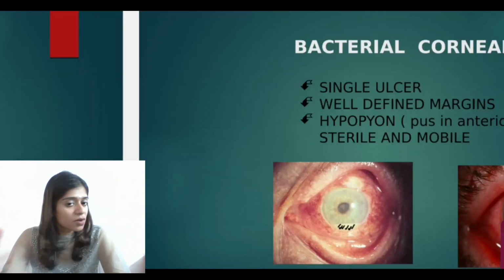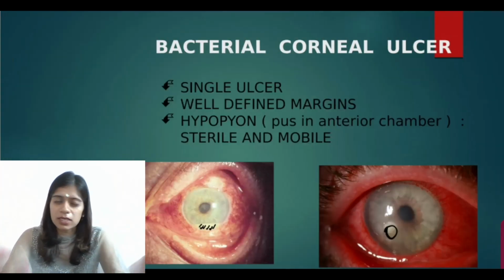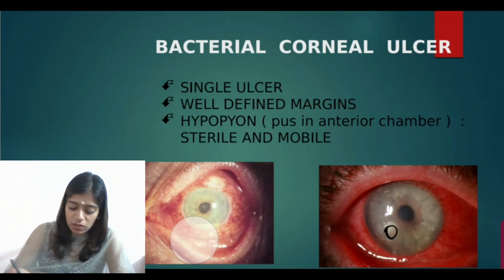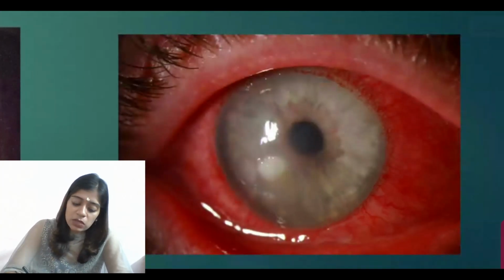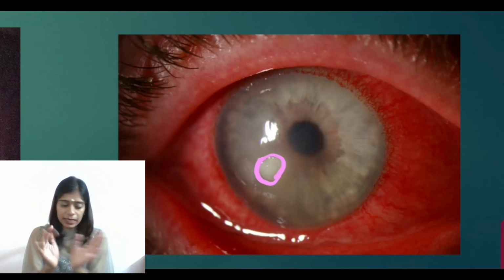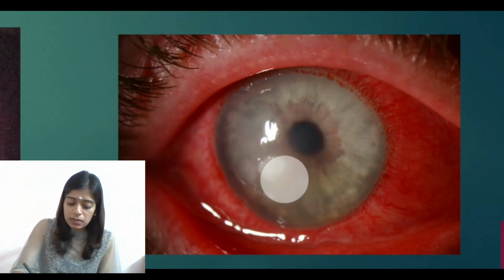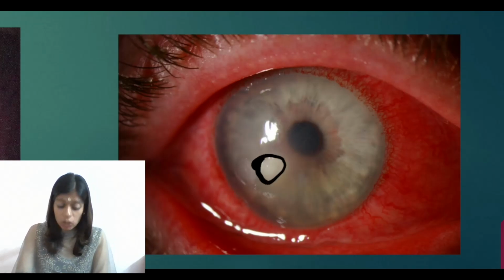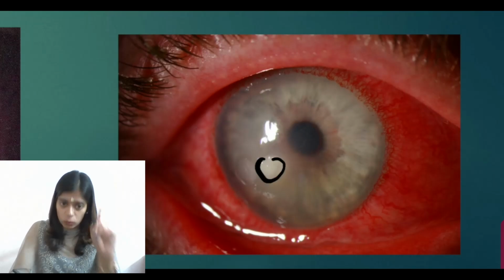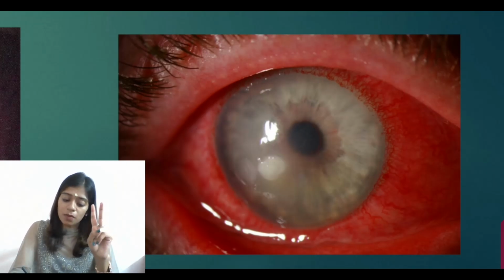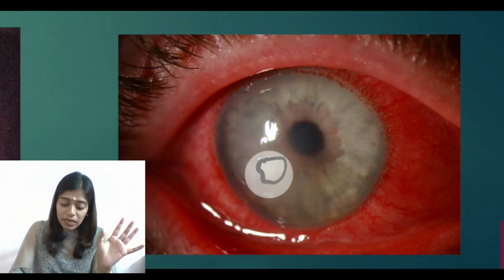Alright, let's start. First, bacterial corneal ulcer. This is going to be a quick session, like a rapid revision. So bacterial corneal ulcer, how does the picture look? If bacteria infects a cornea, the ulcer formed is usually single, and the ulcer is going to have well-defined margins. First point, the ulcer is mostly a single ulcer. Second, its margins will be distinct or well defined.